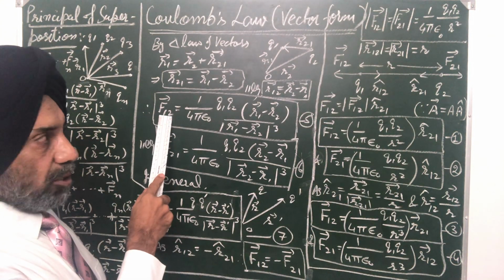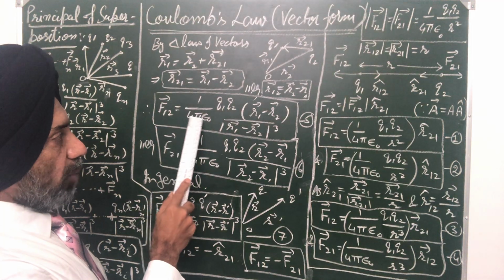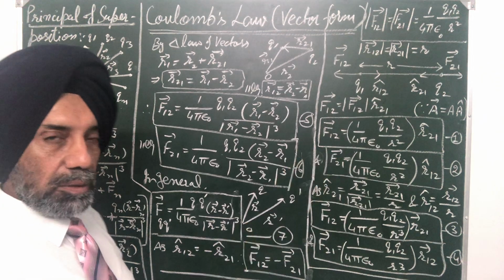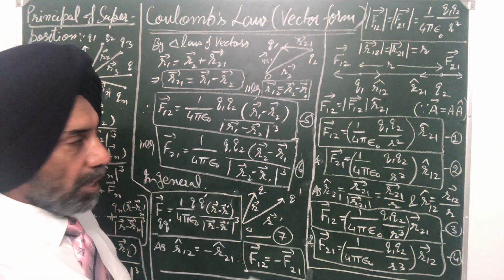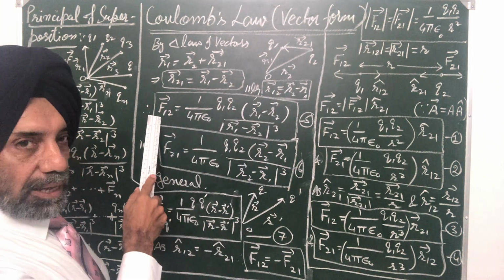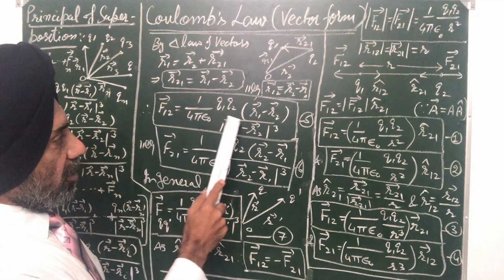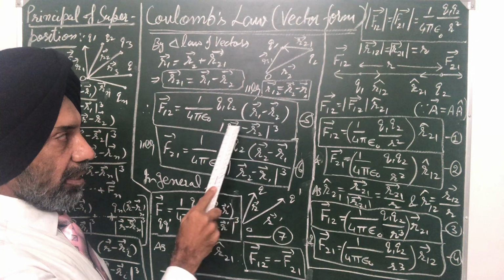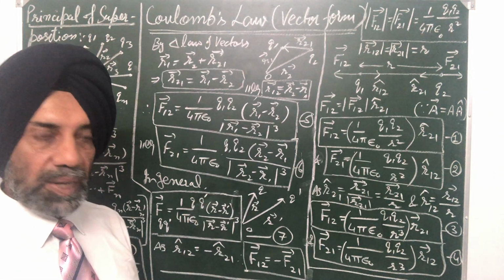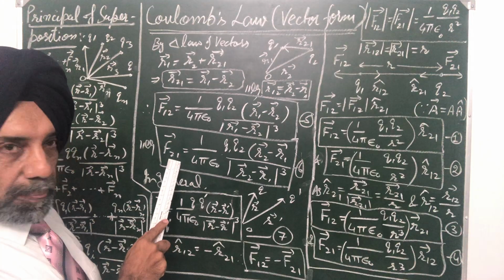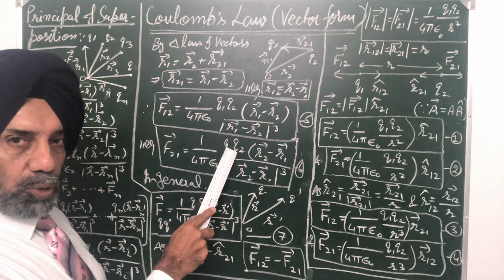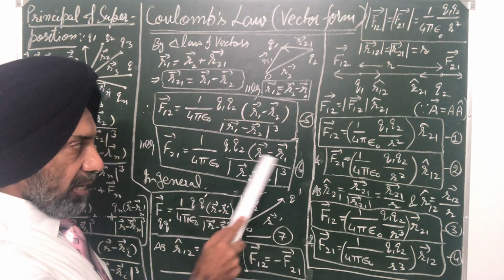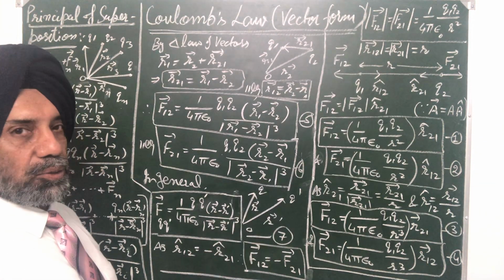So F12 is equal to 1 upon 4 pi epsilon naught, constant, same everywhere. Q1 Q2 means product of the magnitudes of point charges. If you have to find force on Q1, it will be R1 minus R2, and in the denominator R1 minus R2 mod cube. Similarly, when we have to find F21, it is 1 upon 4 pi epsilon naught Q1 Q2 R2 minus R1, and in the denominator R2 minus R1 mod cube.